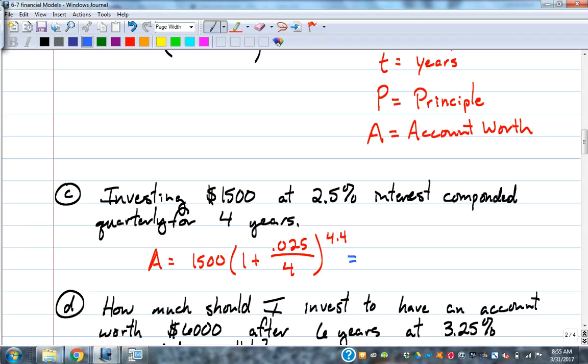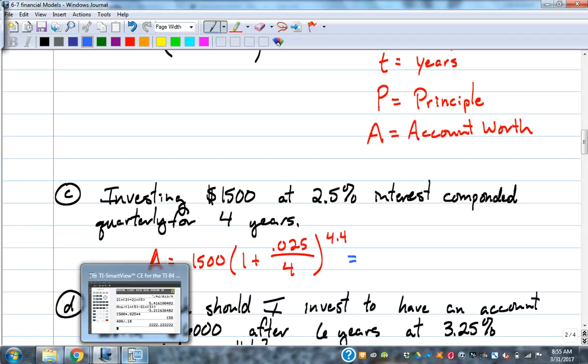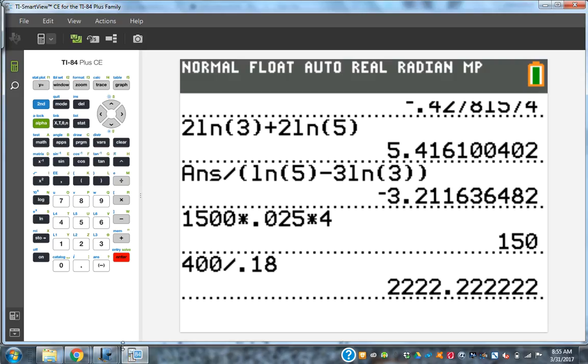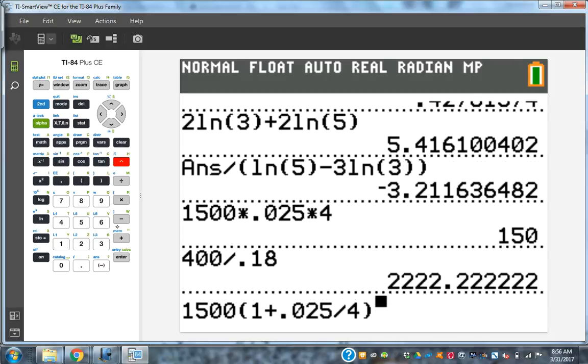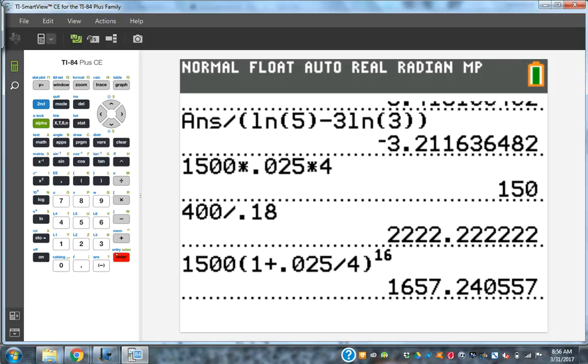And we can just crank that out with the calculator. Honestly, that's what you're going to do. You don't even have to simplify it at all. Just type it straight in. 1 plus 0.025 divided by 4. Close the parentheses, raised. I always just multiply that exponent out. 4 times 4 is 16. But you could type it in 4 times 4 there, and it would still work. Crank that out.